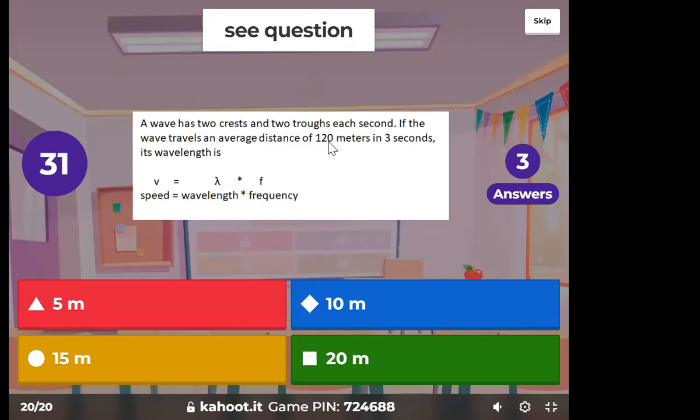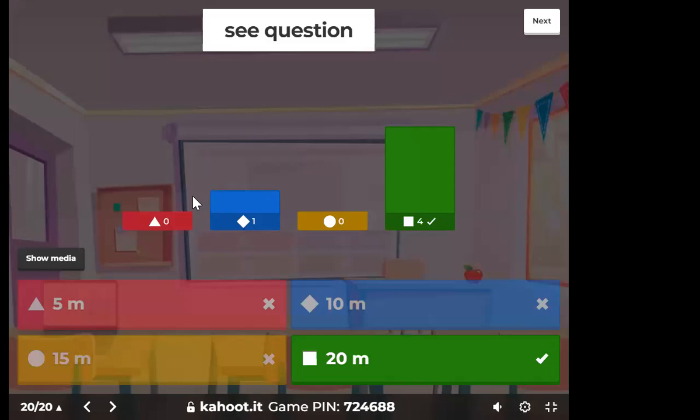If it goes 120 meters in 3 seconds, what's the wave speed? 40 meters per second, right? So speed equals wavelength times frequency. Take 40 meters per second, divide by 2 hertz. It gives you wavelength lambda equals 20 meters. All right, you guys good there? Okay. Who's got any questions about those?